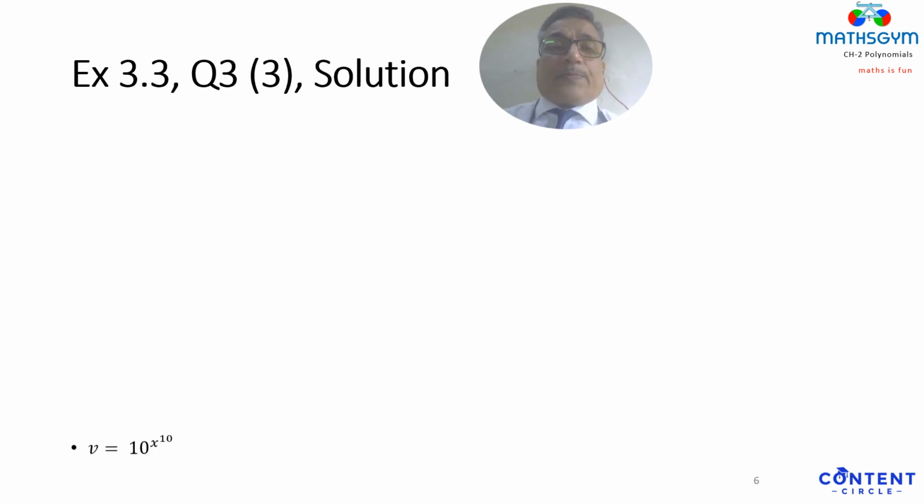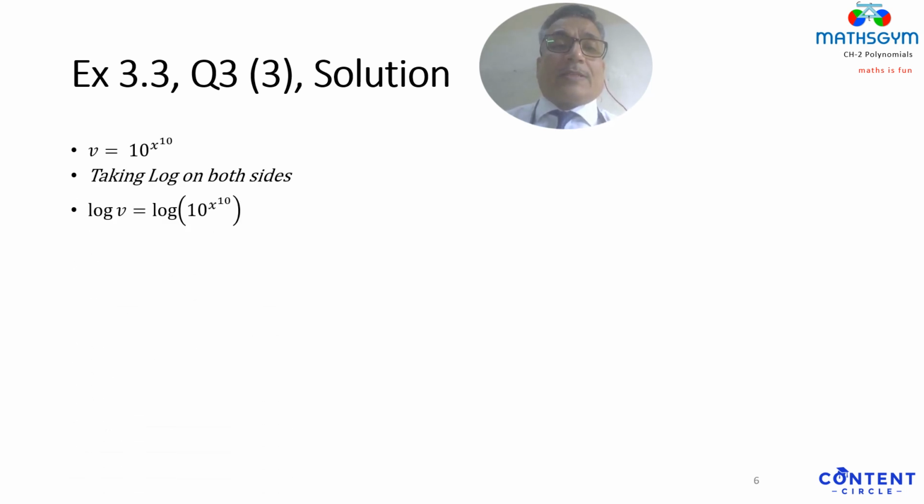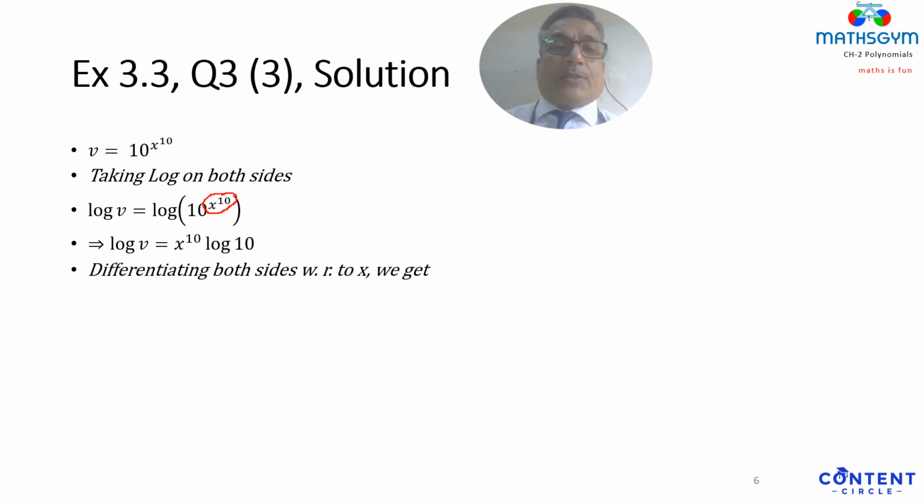Coming next to v, which is 10 to the power x to the power 10. Taking log on both the sides, what we get is log v is equal to log of 10 to the power x to the power 10. So log v is equal to x to the power 10 log 10. Again here you pay attention, we are treating this entire thing as an exponent. So it is log m raised to n, which is n log m. Now here we don't have a challenge.